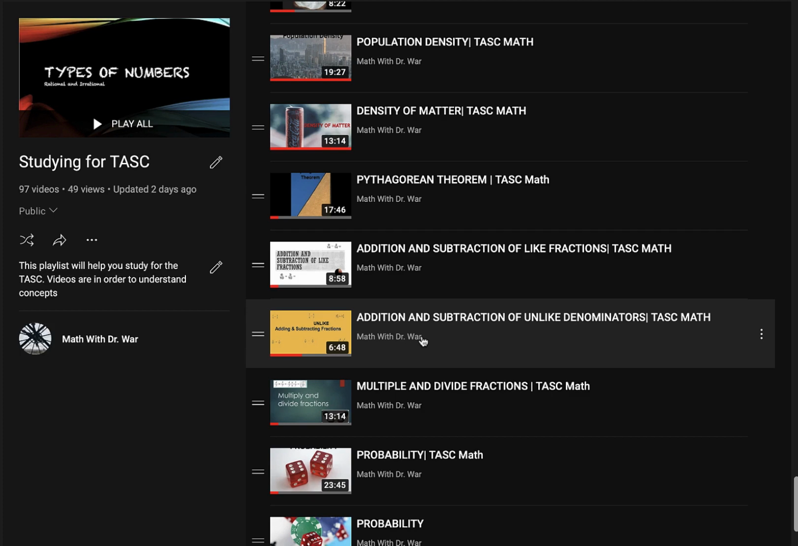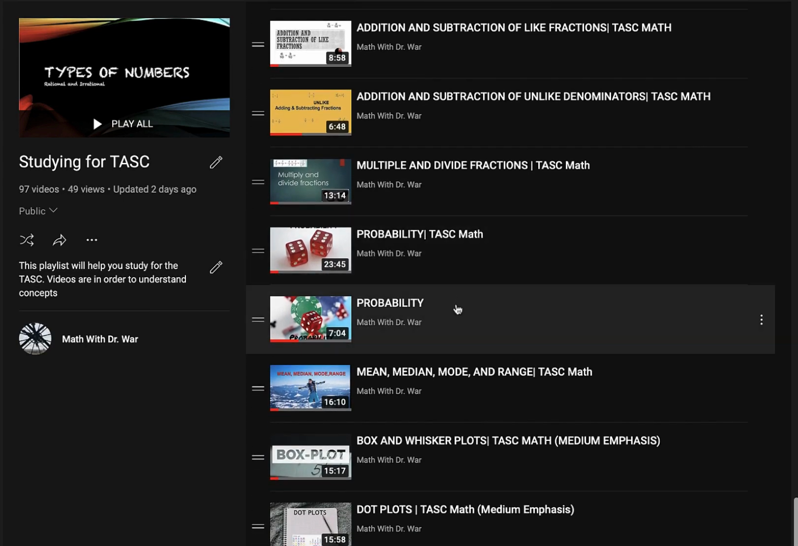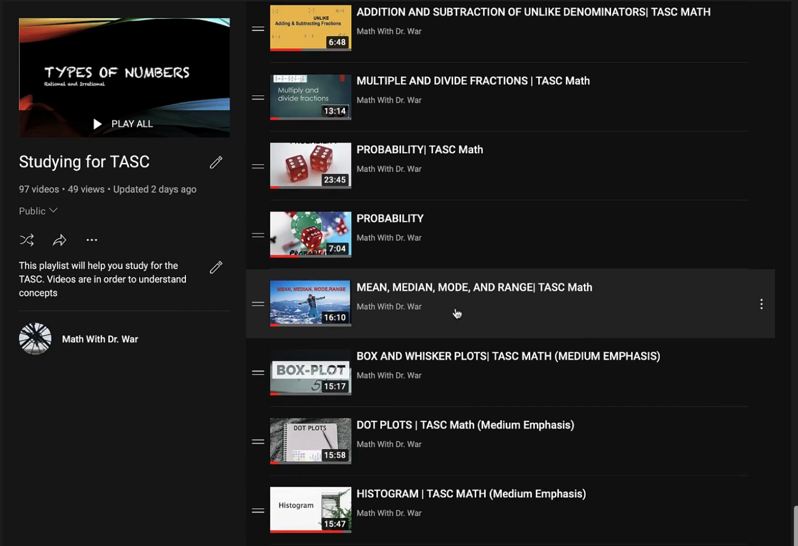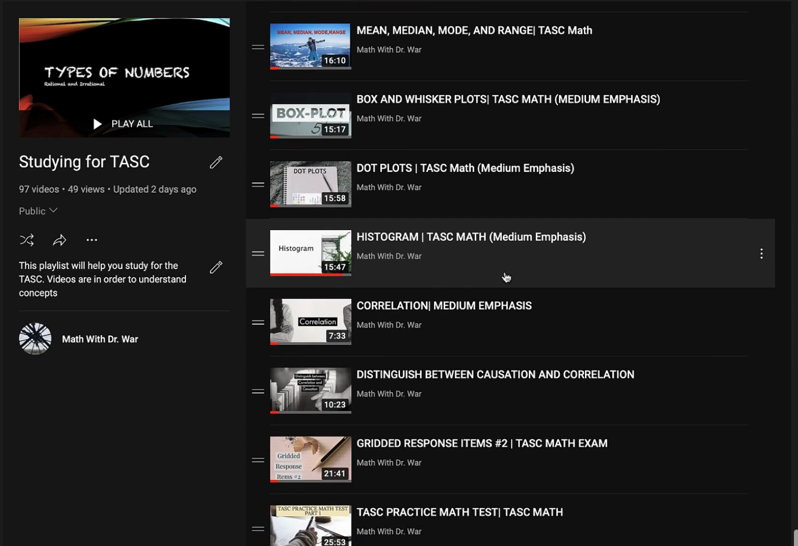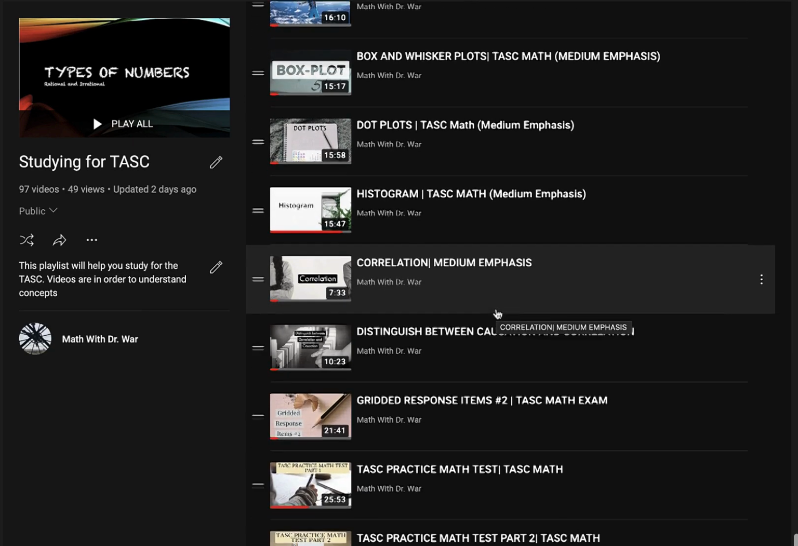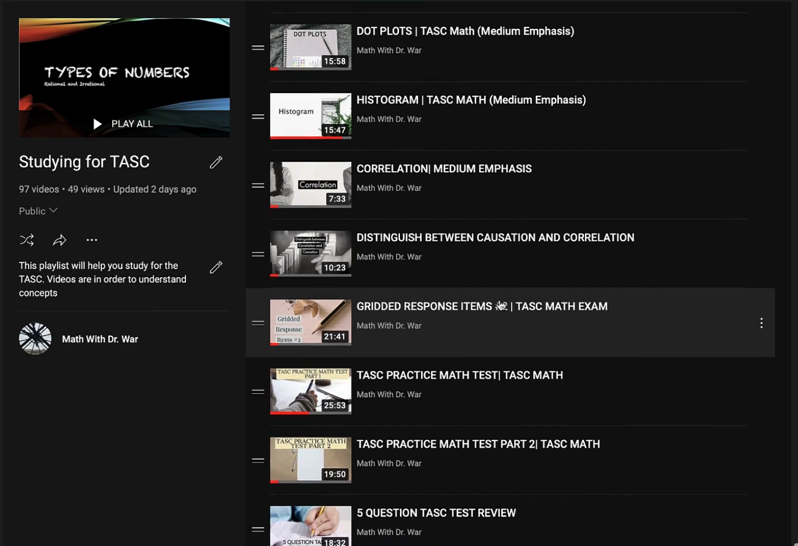I can't remember what percentage this is on the test, but it's much lower than functions and algebra. Oh yeah, I remember now. It's actually 13%. So I start off with a little review on fractions, like can you add, subtract, multiply, and divide fractions? After my students got that under their belts, I then move into probability. After that, I go into mean, median, mode, and range, and then we look at box plots, dot plots, histogram, correlation, and can you distinguish between causation and correlation?